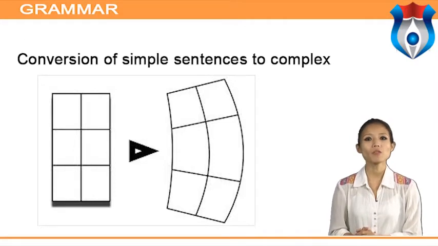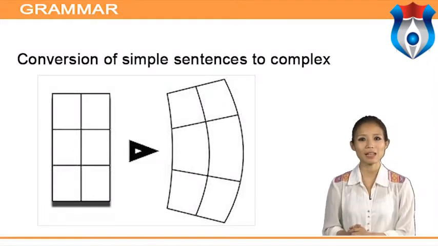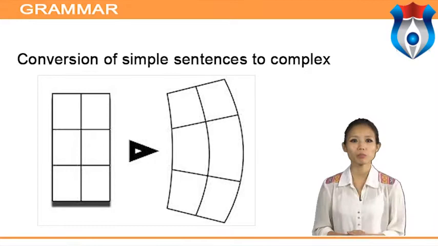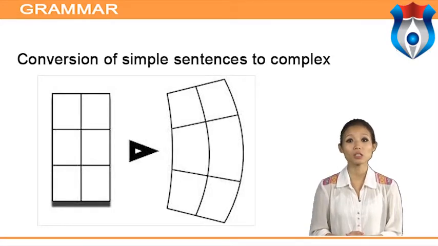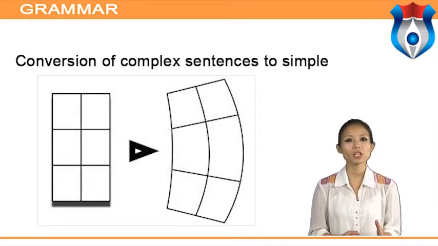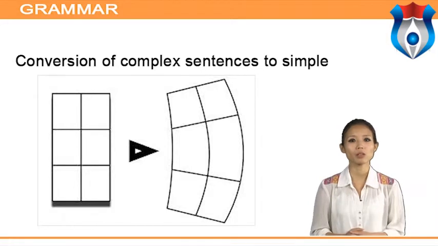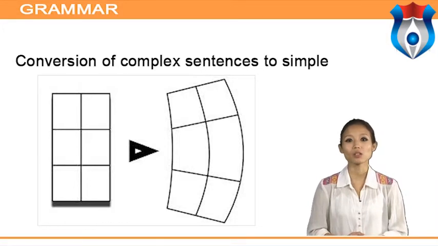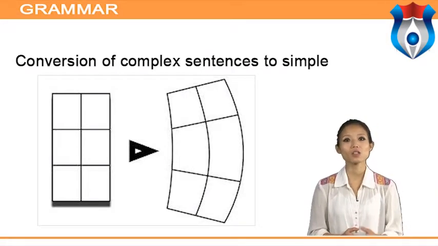Conversion of simple sentences to complex. He confessed his crime. Simple. He confessed that he was guilty. Complex. Conversion of complex sentences to simple. He said that he was innocent. Complex. He declared his innocence. Simple.